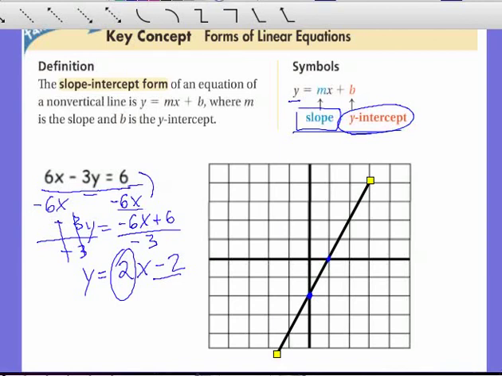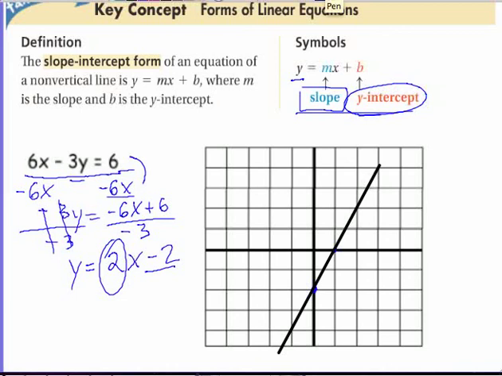Now, again, just so that we're clear here, the first thing I got to do is solve for y and put it in slope-intercept form so that I can then graph.